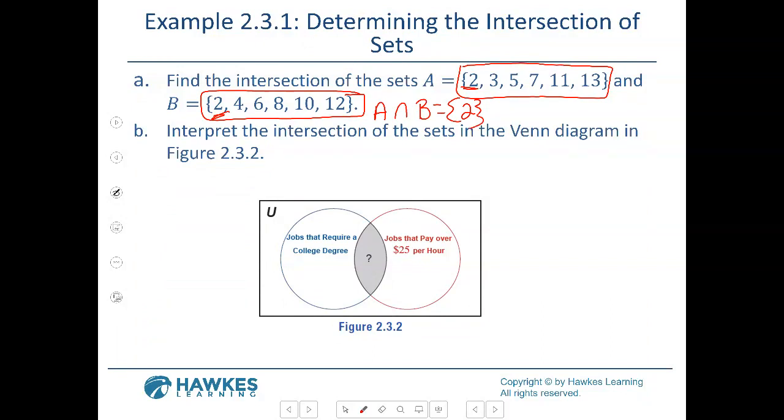Part B, interpret the intersection of the sets in the Venn diagram in figure 2.3.2. So the intersection, now we have jobs that require a college degree and jobs that pay over $25. This intersection would mean that this person has a job that requires a college degree and pays over $25 an hour. So that just means what they have in common. You're joining these two together. You have a college degree and you make over $25 an hour.